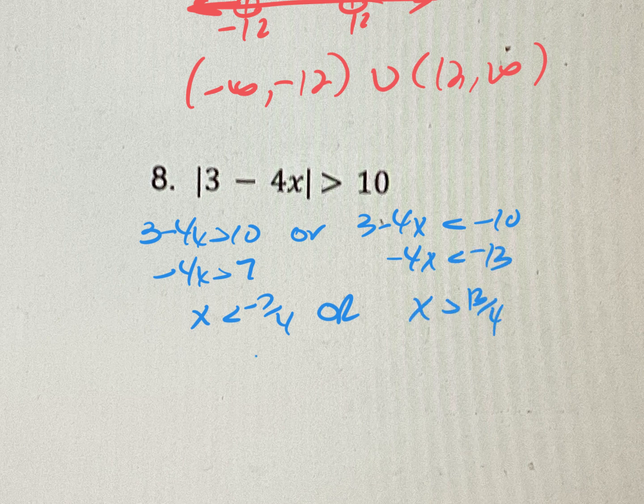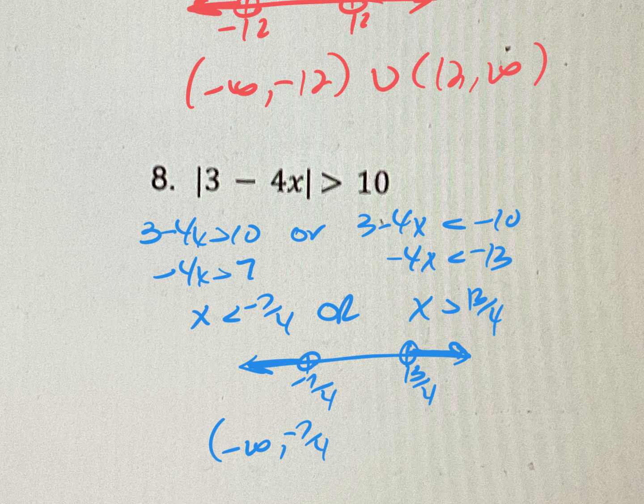Flip the sign. So draw my number line. Going negative 7/4, we're going less than that way. 13/4 over here, going that way. Interval notation: negative infinity up to negative 7/4 with the parentheses, and also 13/4 to positive infinity.